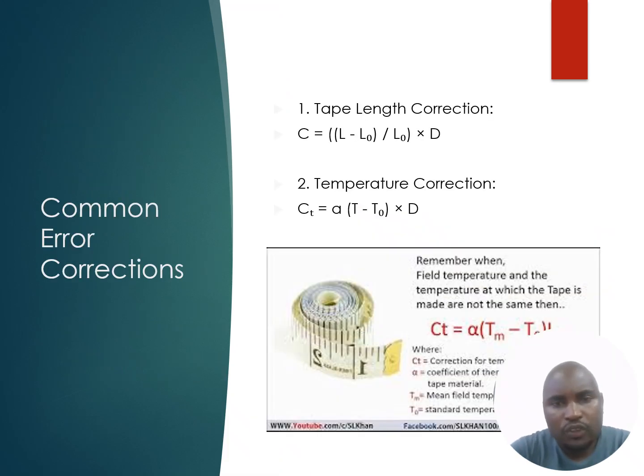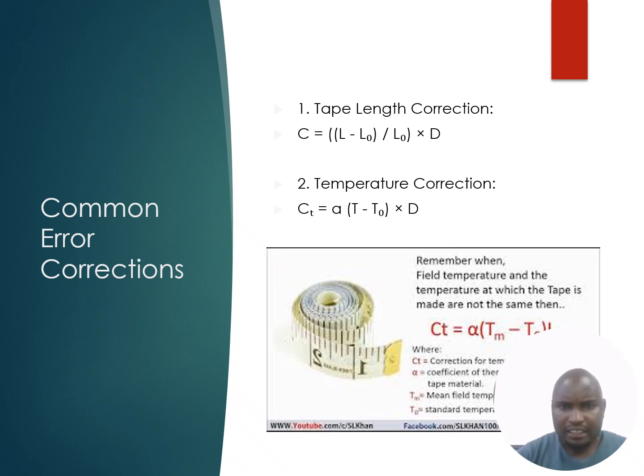We have the common error corrections, e.g. tape length corrections, and the formula given is: open the brackets, length minus L, divided by L, times the distance. We have the temperature corrections, CT equals A, open the brackets, T minus T0, times the distance.